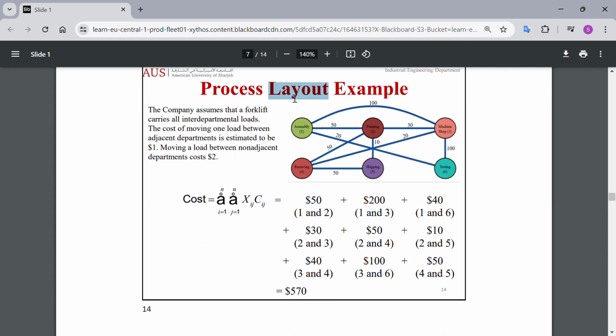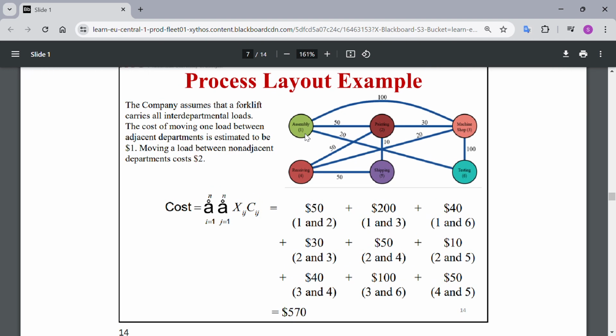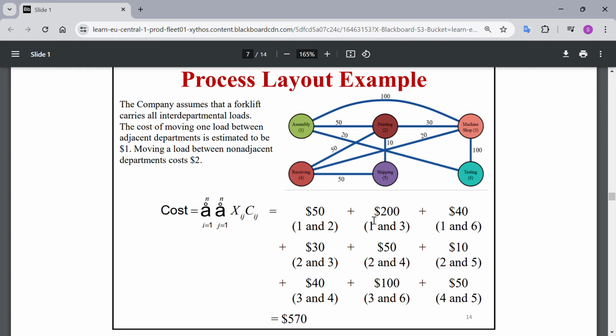So, process layout example. The cost is basically $50 from 1 to 2. So where is 1? This is 1. Up to 2 is $50, and it's going to be $200 from 1 to 3. Okay, and so why is it $200? Well, is it because we're going to go 2 units? So it's going to multiply by 2. I think that's the reason. And then here, 40 from 1 to 6. Now it's 2.